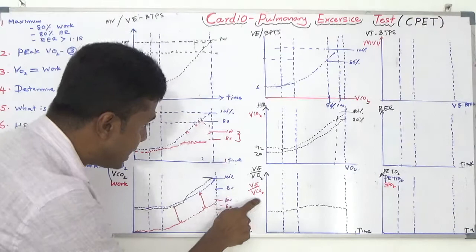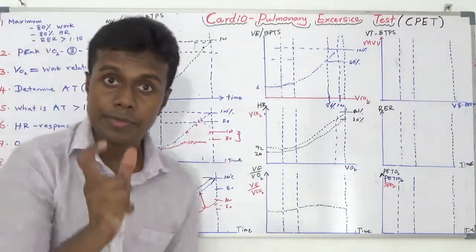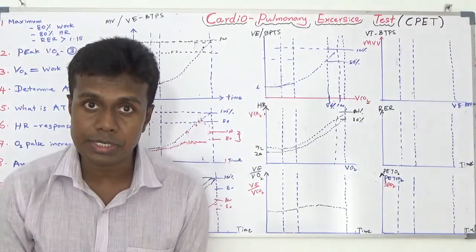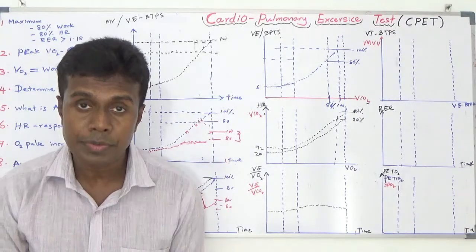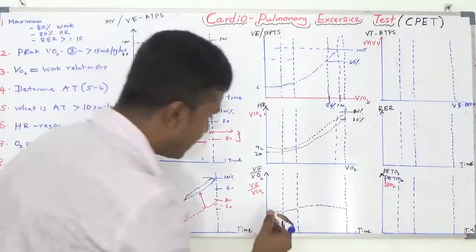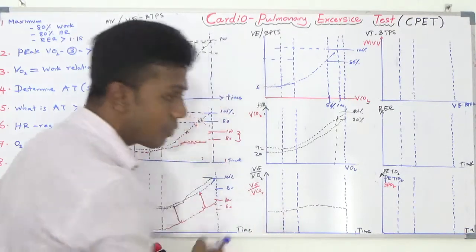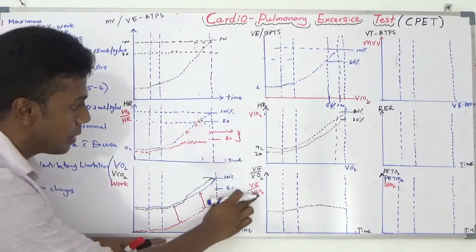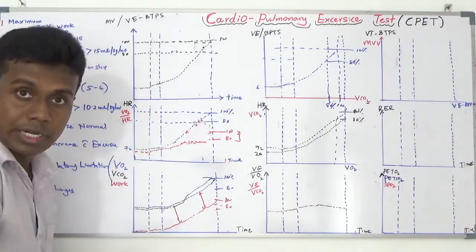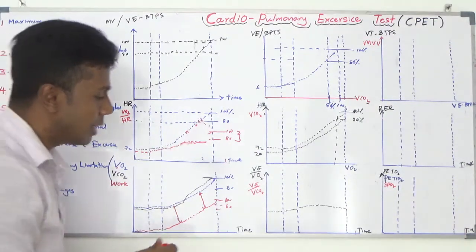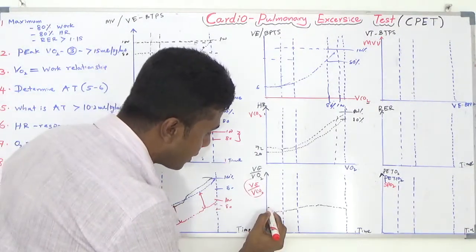When coming to VE divided by VCO2, again the ventilatory equivalent for carbon dioxide, the graph will be like this. Initially, it has a lesser amount of carbon dioxide when compared to here. Because of that, this value is a little bit high. Start from here.